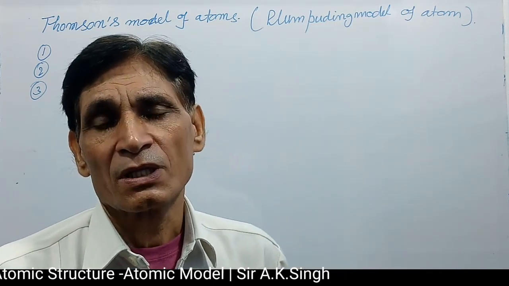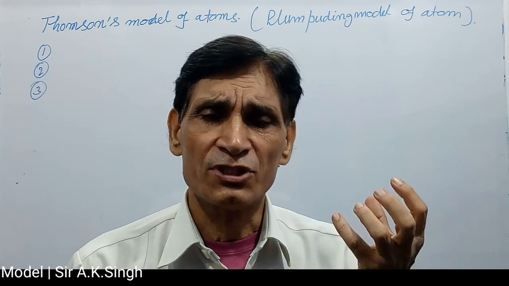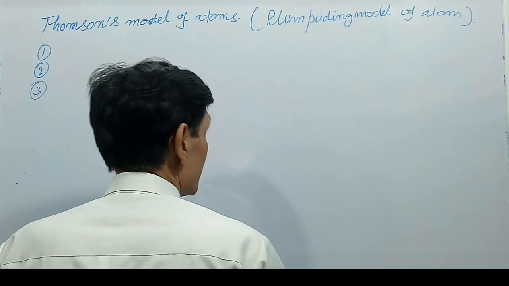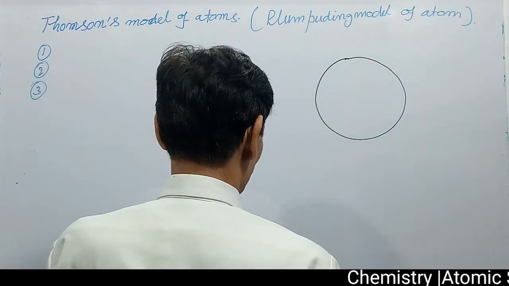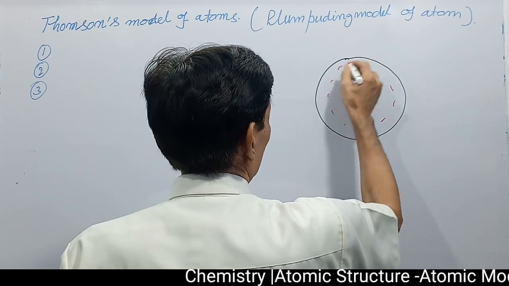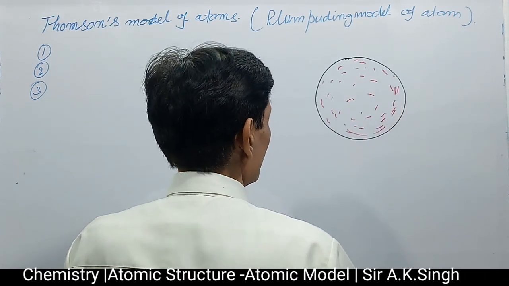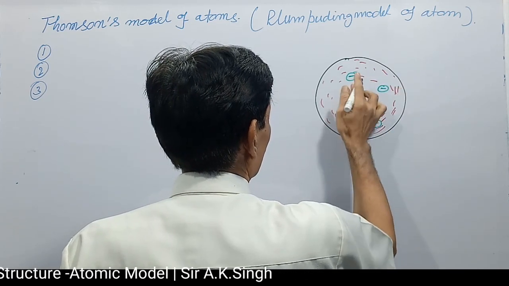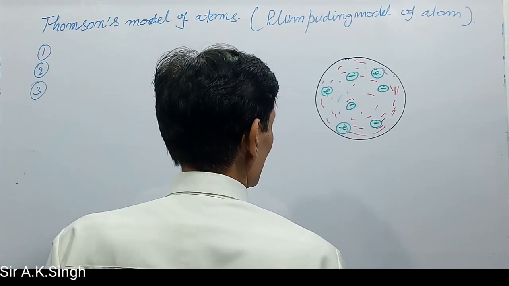According to his plum pudding model, an atom can be considered as a sphere of uniform positive charge. An atom can be considered like this, with uniform positive charge. These are positive charges, and electrons are embedded into it. These negatively charged particles called electrons are embedded into it. Now, this is called the plum pudding model of atom.